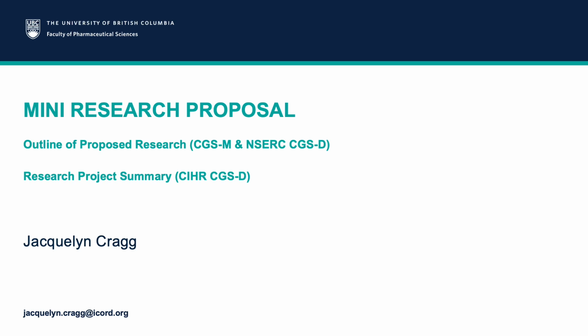So we're going to talk today about the mini research proposal, which is really a 1 to 2 page summary of your research. Although this will apply to any mini research proposal, I've aligned this with the outline of proposed research, which is the term used for the mini research proposal for both CIHR and NSERC CGS-M. So that's the Master's CIHR and CGS-D awards. And then also for the NSERC Doctoral awards, the CGS-D and actually the PGS-D as well.